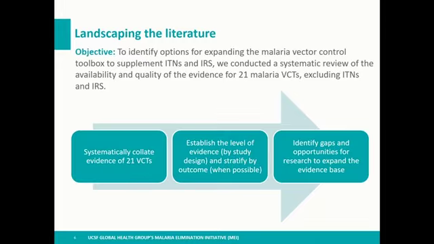One piece of work that we've done over the last couple of years is to conduct a systematic literature review of the vector control toolbox, excluding IRS and ITN. So we were really focused on all the other tools I just explained. We wanted to systematically collect and collate evidence on 21 vector control tools, establish a level of evidence by study design, and stratify by outcome when it was possible. It was a very heterogeneous set of studies. And we wanted to, through this work, identify gaps and opportunities for research to expand the evidence base on the vector control toolbox.